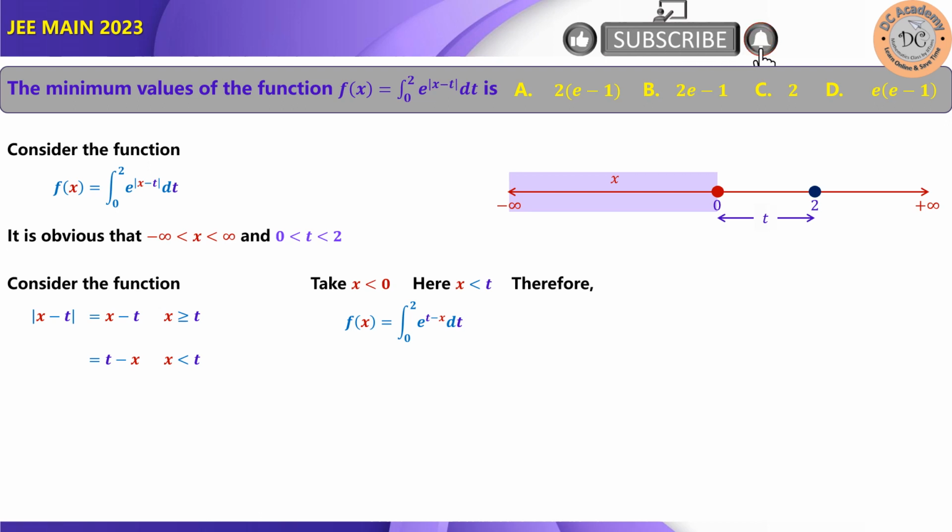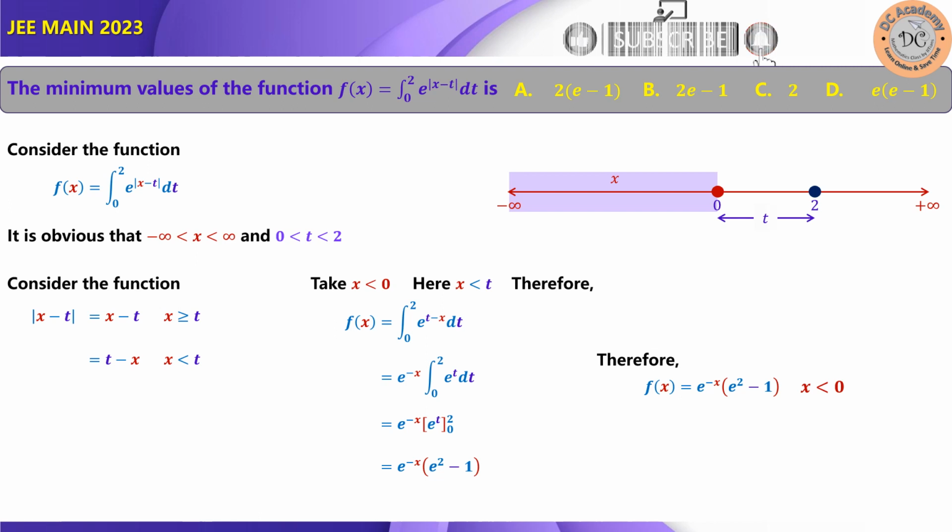Let's perform the integration. Here e to the power minus x is constant, so it can come out of the integrand and it will be the integral from 0 to 2 of e to the power t dt. Let's integrate that. It will be e square minus 1, and that's why we can write f(x) is equal to e to the power minus x times e square minus 1 when x is less than 0. The simple basic integration. Let's go ahead.